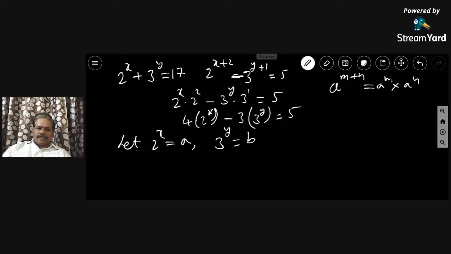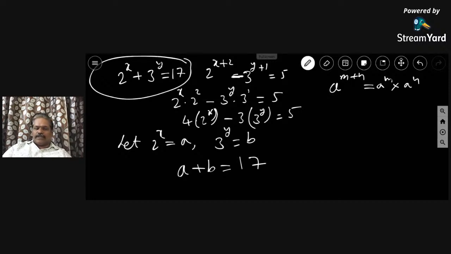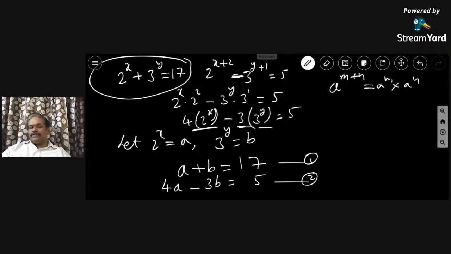So the first equation will become a plus b equal to 17. As we can see, the equation is 2 to the power of x plus 3 to the power of y equal to 17, so a plus b equal to 17. This is equation 1. And coming to the second equation, 4a minus 3b equal to 5. This is equation 2. Solving equations 1 and 2.